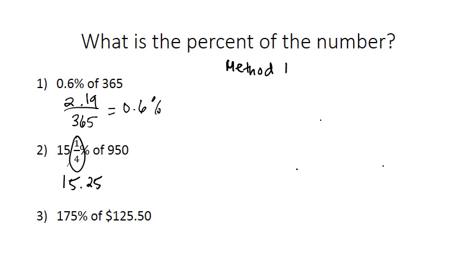So 15.25 times 9.5 is x, which is equal to 144.875. Now to check this, I'm going to put it out of 950 to see what I get. So I divide 144.875 by 950.